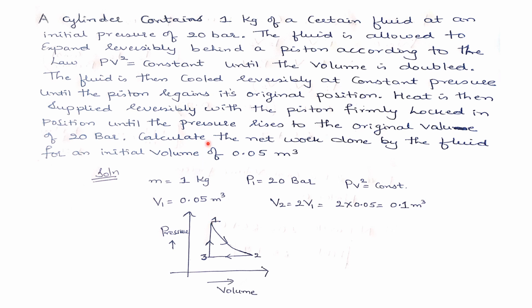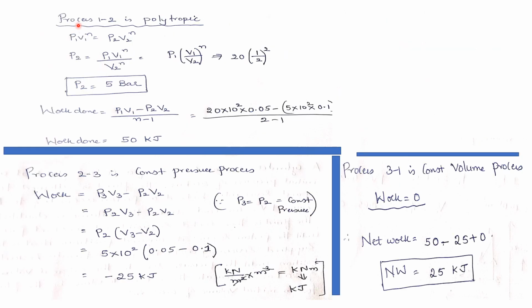He has asked us to calculate the net work done. So I should calculate the work done during this process first, then the work done during this process, then the work done during this process. Then I have to add all the works. That is my net work done by the fluid. Now process 1 to 2 is the polytropic process, as I have already told you.